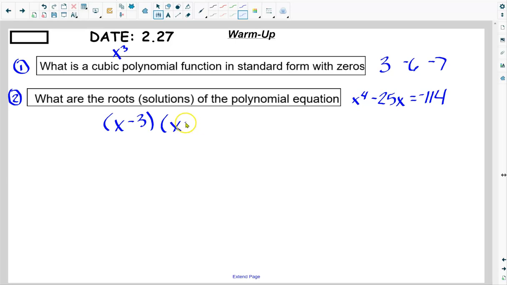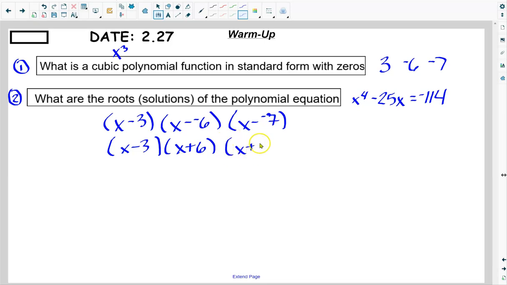Minus 6. Okay? So really I have these. All right. So now it becomes a game of multiplication, okay? Distribution specifically. So I'm going to do these two first, and I'll deal with him after, okay? So x times x, and if it helps, we can call this p of x, right? It's a polynomial.